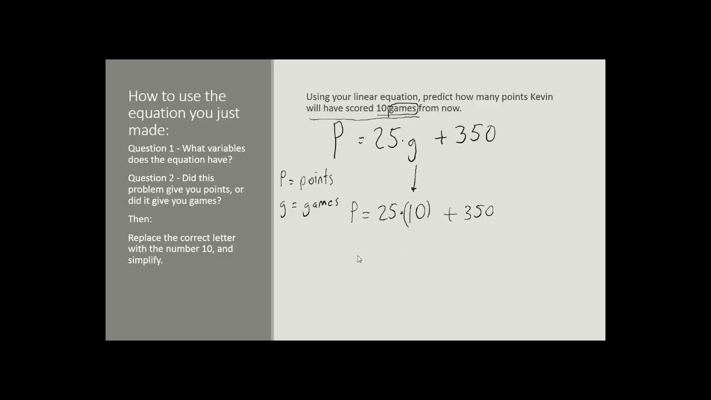Now we just have to do some arithmetic. 25 times 10 is 250, plus the 350 we already have. 250 plus 350 gives us 600. And that is our final answer.